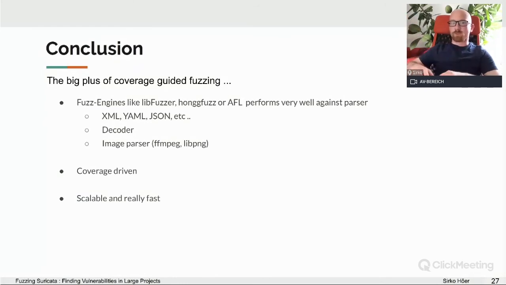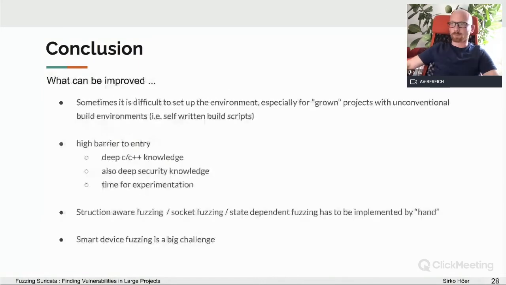Scalable means we can run multiple times on multiple servers, and you can test your projects very, very fast. But what can be improved? What can be improved is it's sometimes very difficult to set up environments, essentially for grown projects. Projects that have been available on this planet for more than 15 years, and sometimes the build systems are self-written, or the build systems depend only on GCC or only on GCC at a certain version. That makes the implementation and the setup process for fuzzing much harder than I thought.